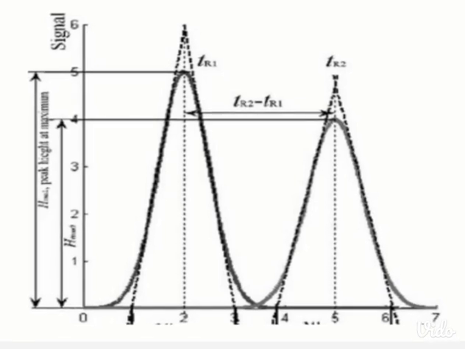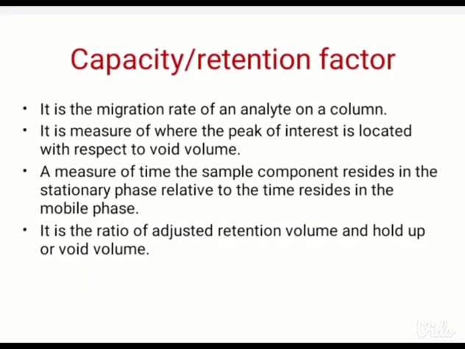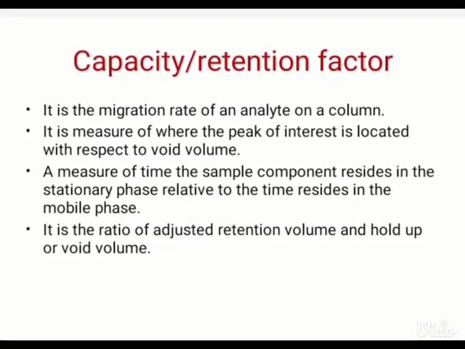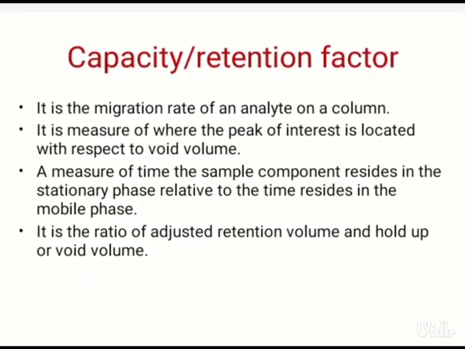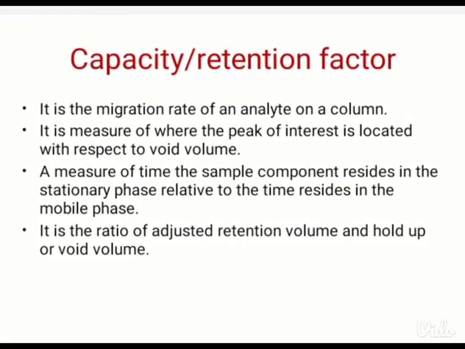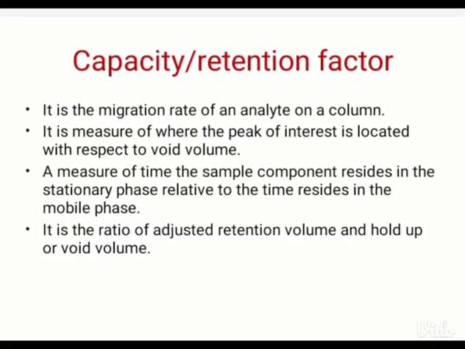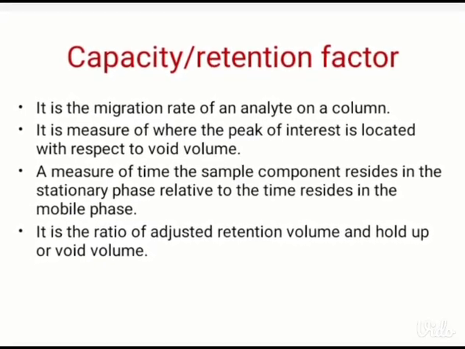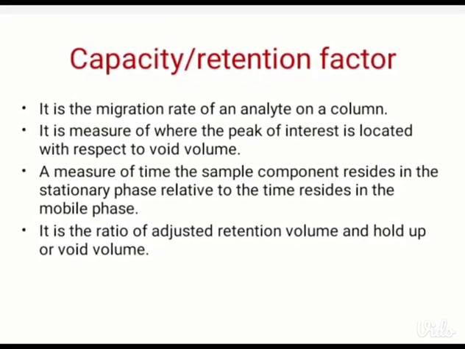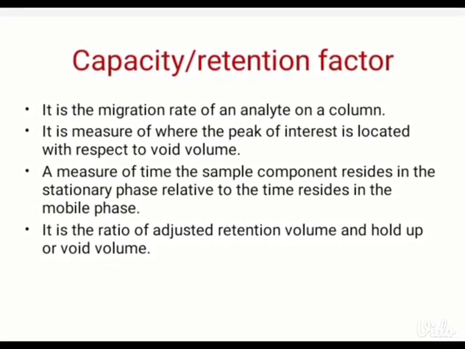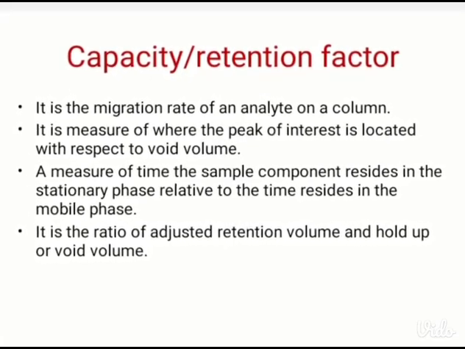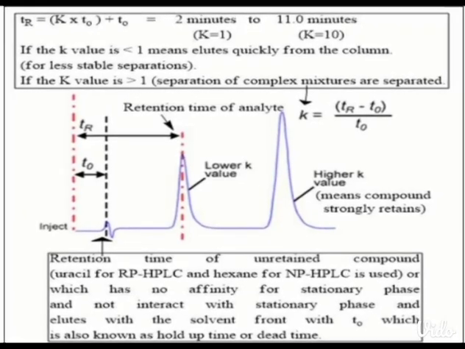The formula for determining signal to noise ratio is 2H upon h. H is the height of the peak measured from the peak apex to the base extrapolated over the distance of 25 times the peak width at its half height. So it gives the basic idea about the signal to noise ratio.